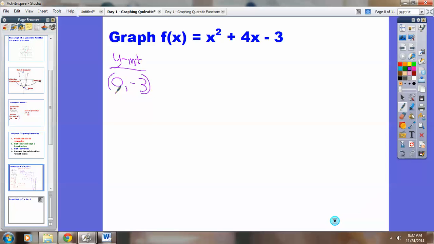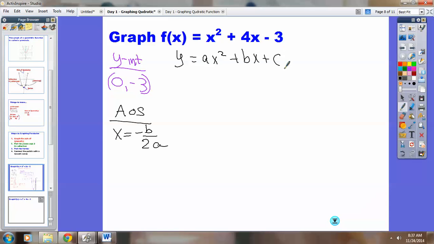So the opposite of b is -4 divided by 2 times a. And a is the number in front of x squared, which is 1. In our denominator, we have 2 times 1. So -4 divided by 2 is -2. Remember, the axis of symmetry is an equation. I want you to write this as x equals -2. Make sure that your answer is clearly an equation. x equals -2.